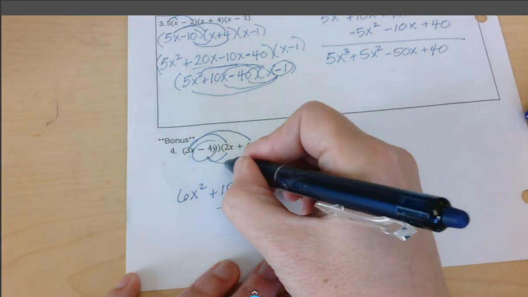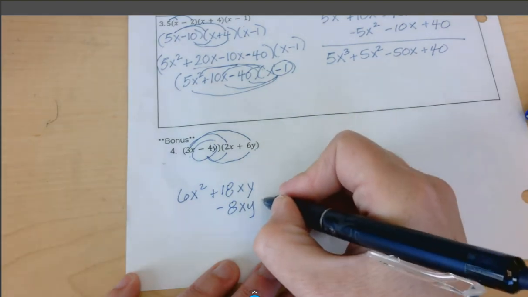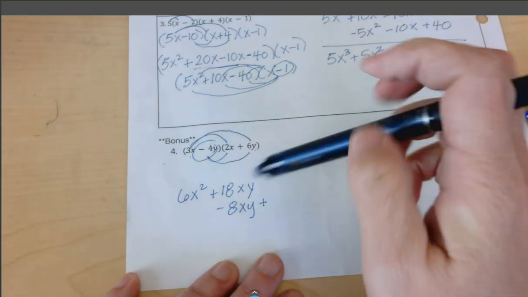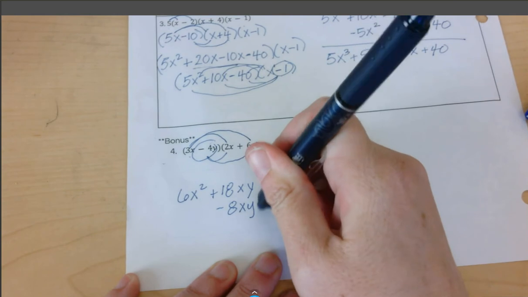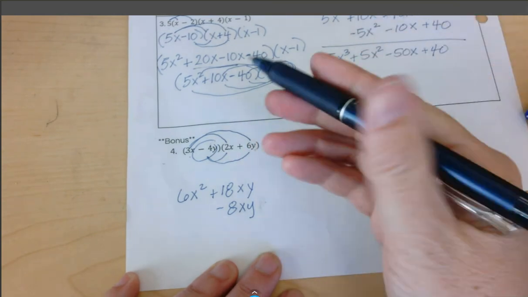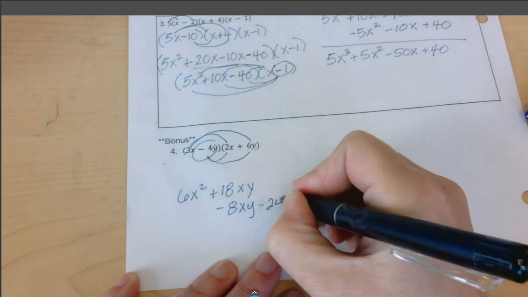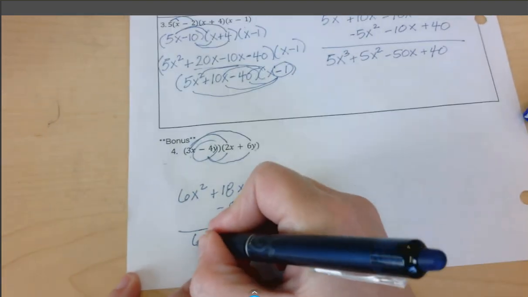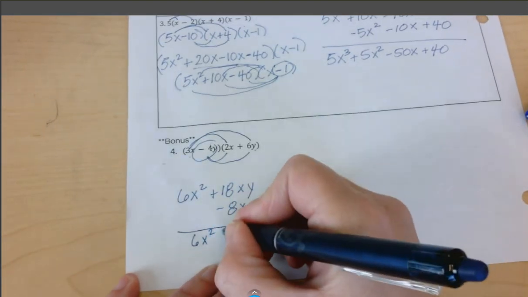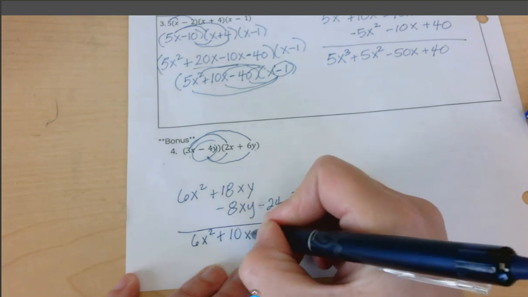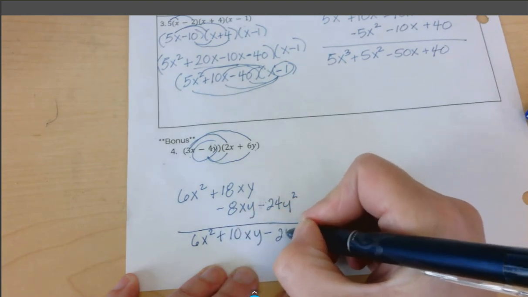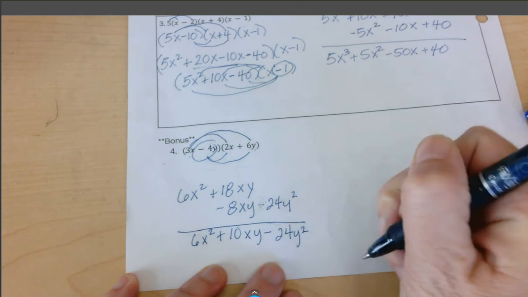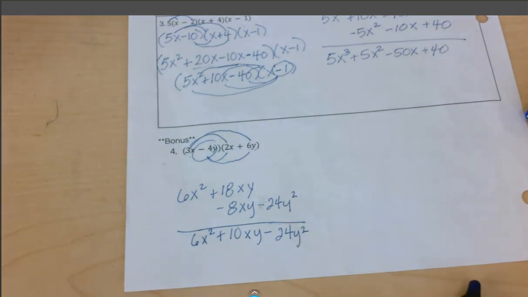And then finally, negative 4y times 6y is going to give me, oh actually, minus 24y squared. So I have 6x squared plus 10xy minus 24y squared. All right, and you're done. Your substitute should have some practice problems for you.